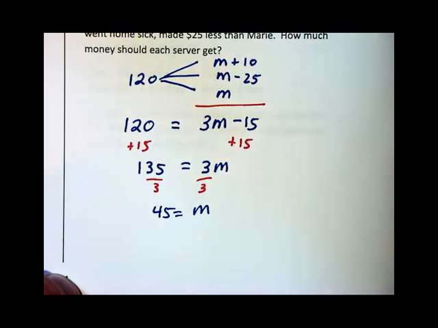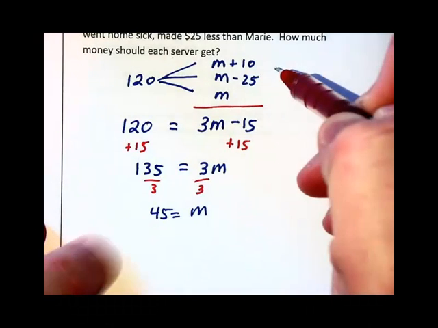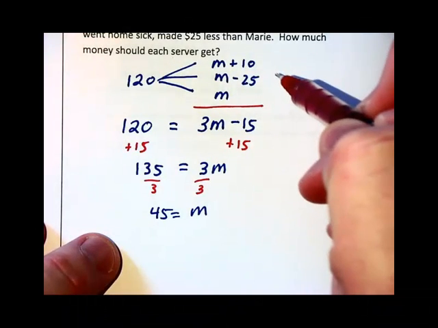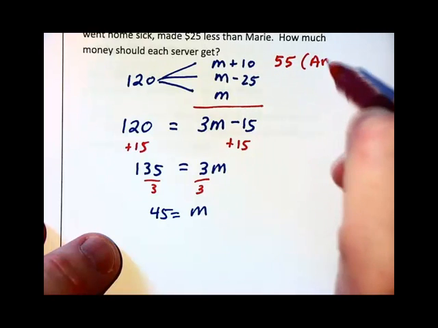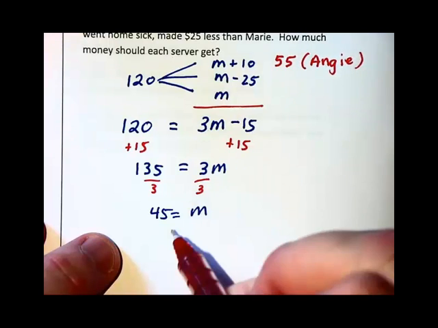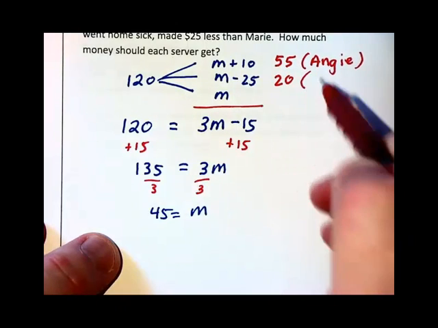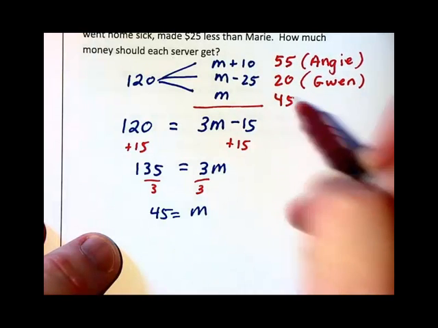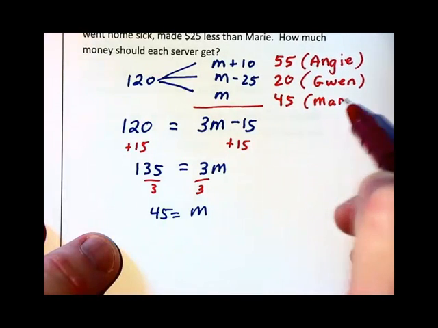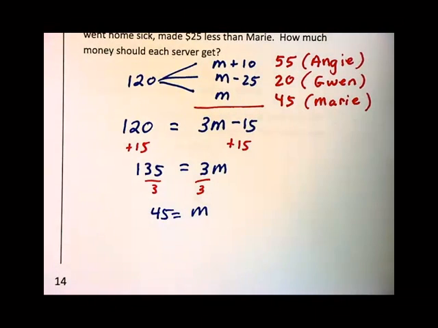So going back up to the top where I have everything labeled, M plus 10. That would be 45 plus 10 is $55, and that was Angie. M minus 25, that's 45 minus 25, that would be $20 for Gwen, who went home early. And then $45 for Marie herself. And if you want to check and notice that those do indeed add up to 120, you will see that we do have our solution sitting right in front of us.